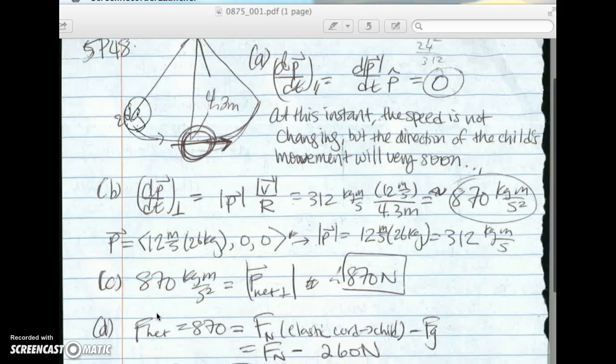And then part C is essentially asking the same thing as B, and I think it's testing whether we know that F net is essentially equal to dp over dt, although the book says that they're not exactly the same. But anyways, you can change the newtons into newtons and say it's 870 newtons.